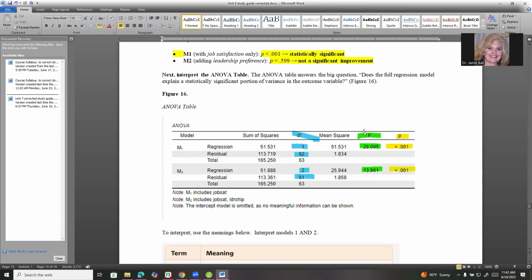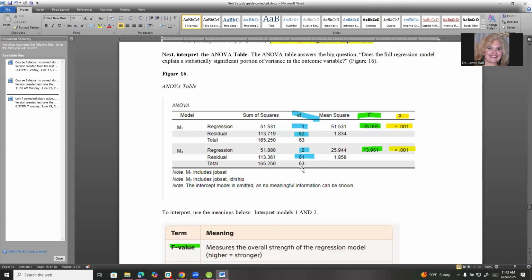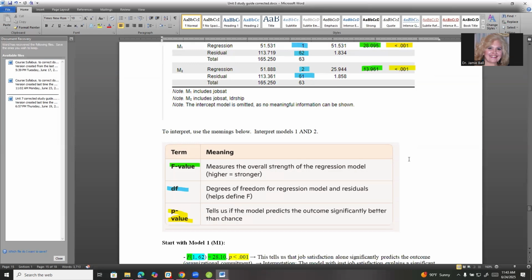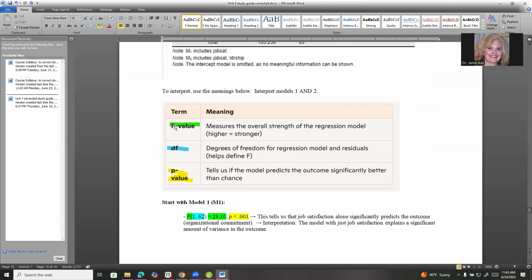Okay, now look, here's my F for an ANOVA. You guys remember what that is, right? And here's my p-values. So basically, the ANOVA table is answering the question, is this model a good fit for my test? Okay, yes, it is. This model is a good fit for my data. That's all that means. Here's how I interpret it. So I highlighted everything, how I write it out.